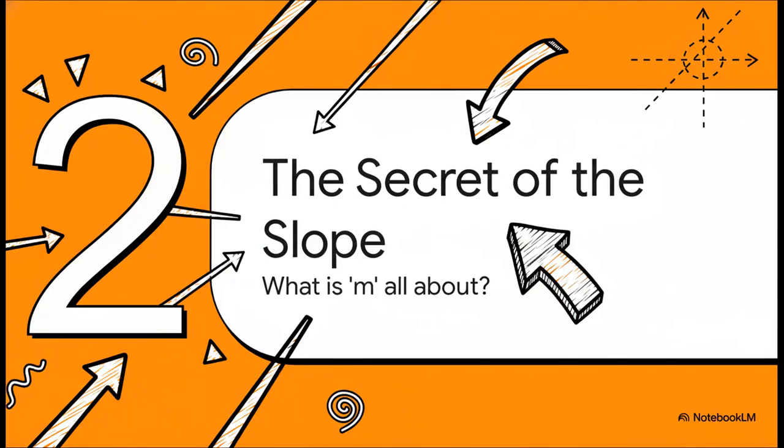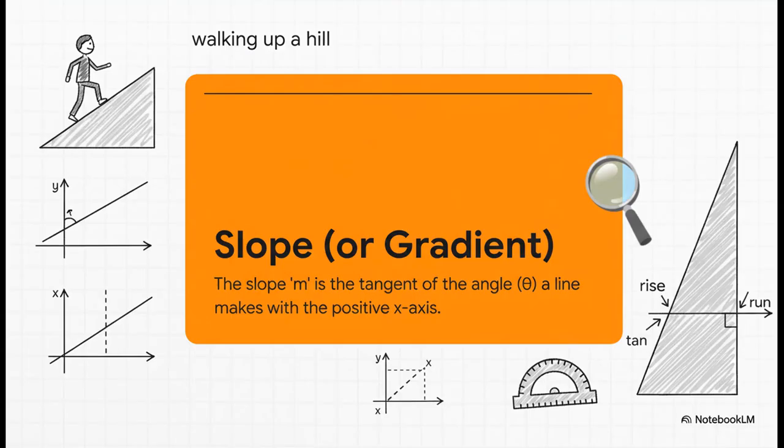Okay, great. Now that our foundation is rock solid, let's start building. It's time to uncover the biggest secret of this chapter, the most important new idea, the absolute heart and soul of straight lines. And what is that? It's the slope. Yep. Sometimes you'll also hear it being called the gradient. So what on earth is this slope?